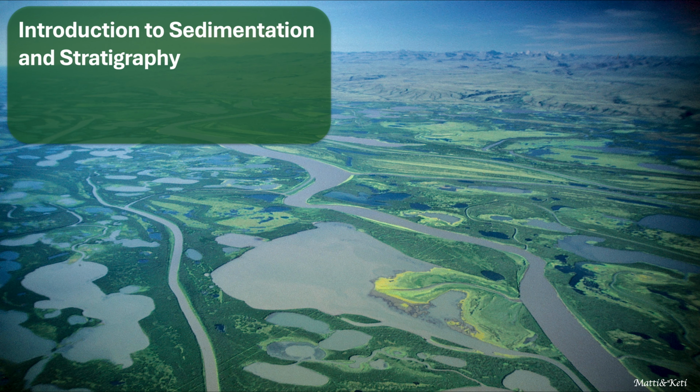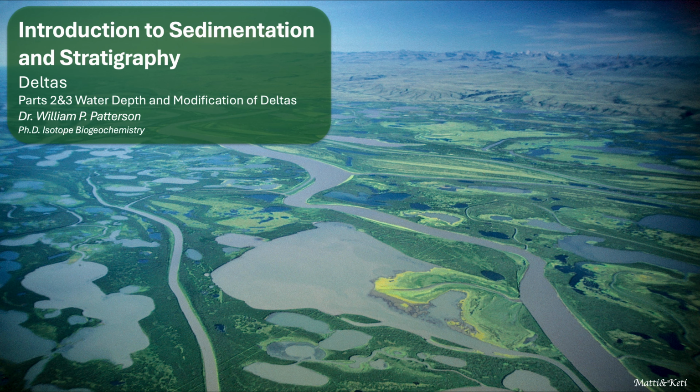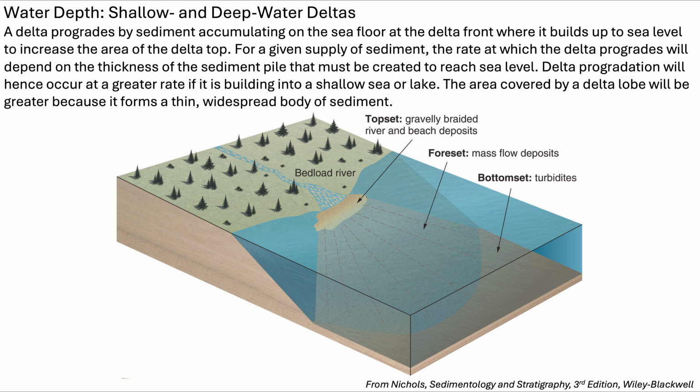I'm Dr. William Patterson. Today we will be talking about deltas, parts 2 and 3 of 3, where we will discuss water depth and modification of deltas. A delta progrades by sediment accumulating on the seafloor at the delta front where it builds up to sea level. This increases the area of the delta top.